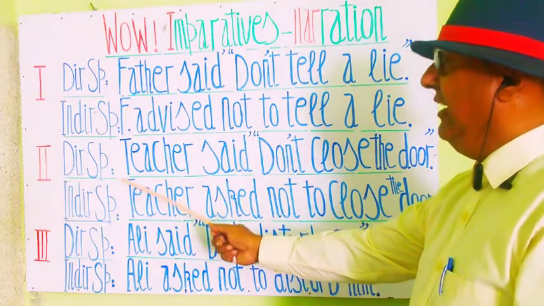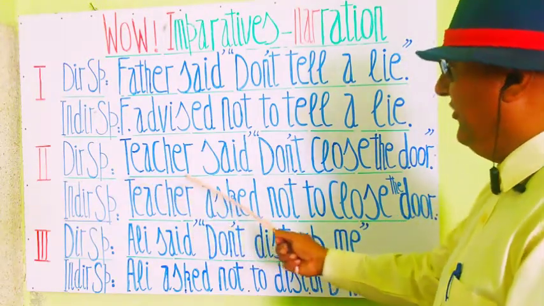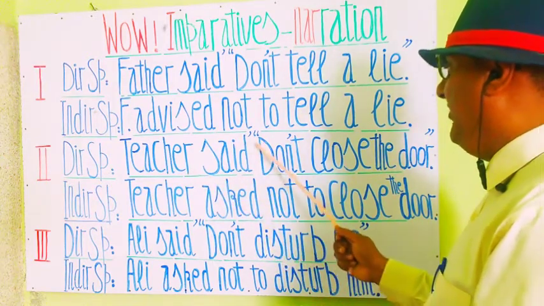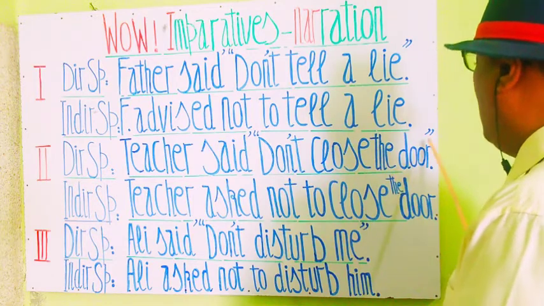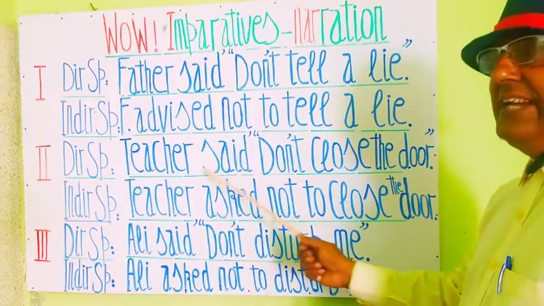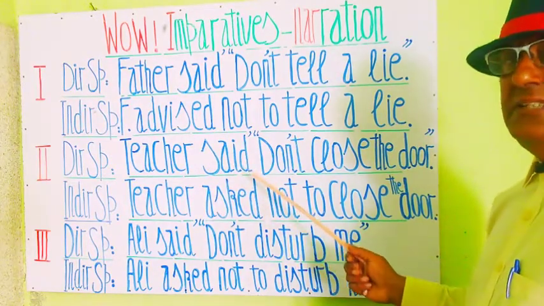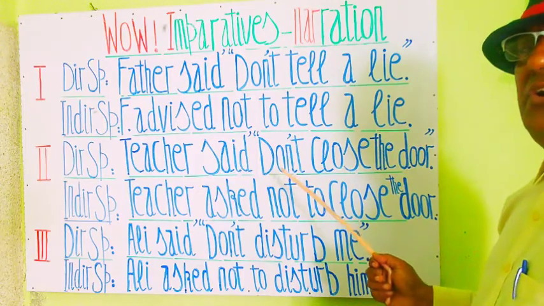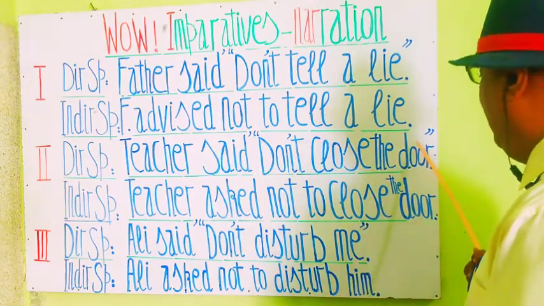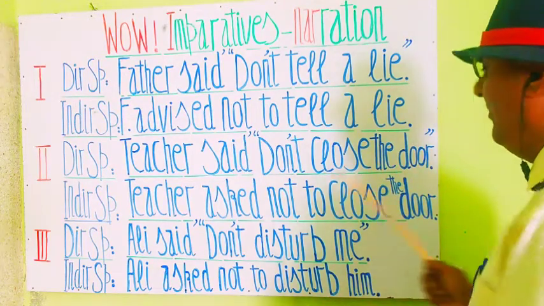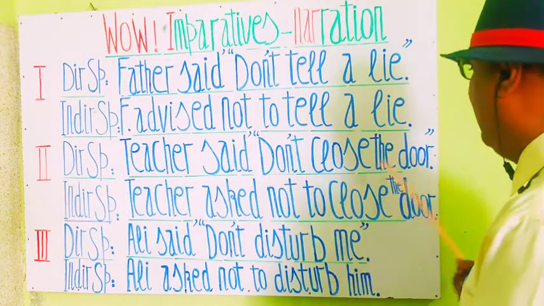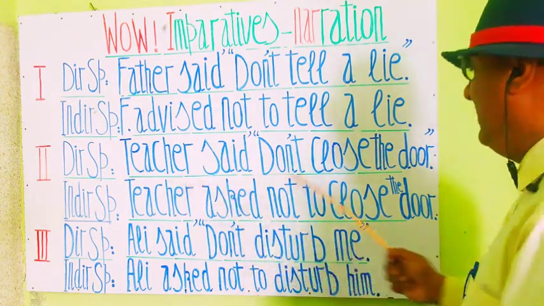Here see the direct speech. Next phrase is, this is an imperative statement. Teacher said, comma, inverted comma, don't close the door, commas close, full stop. Teacher said, this is the past tense, and inside the commas you see, don't close the door. This is a negative statement and imperative.